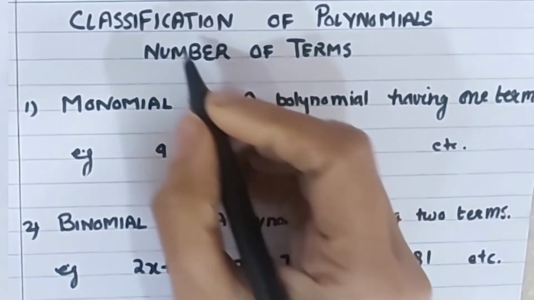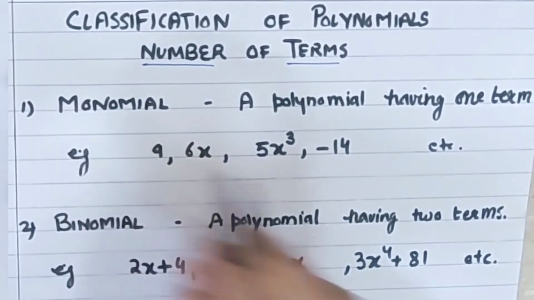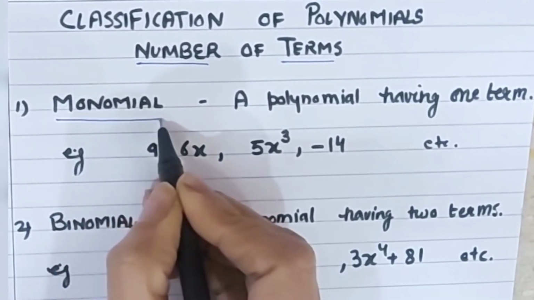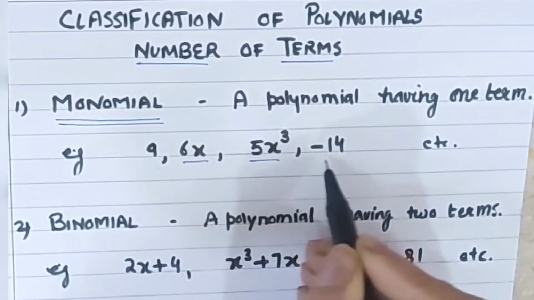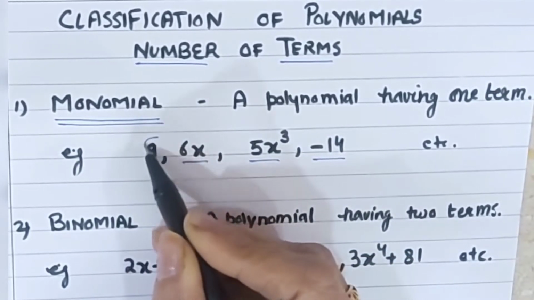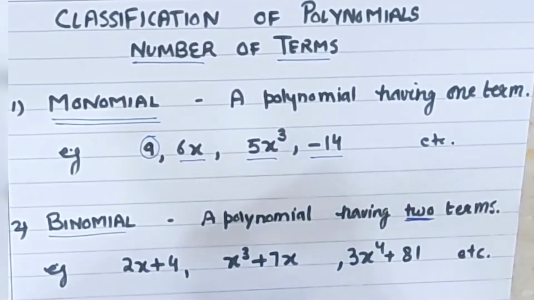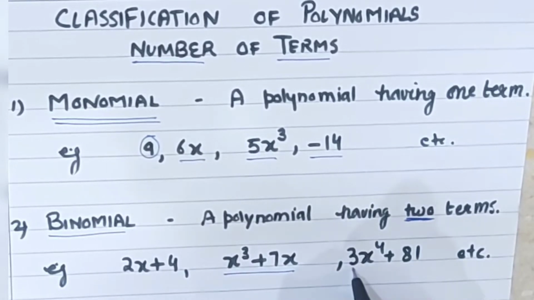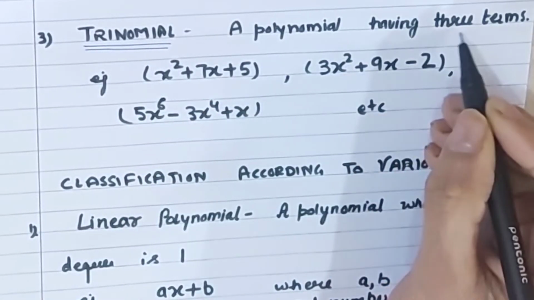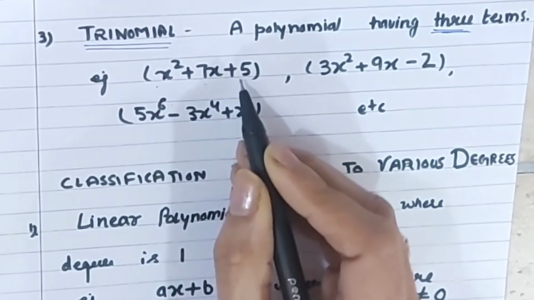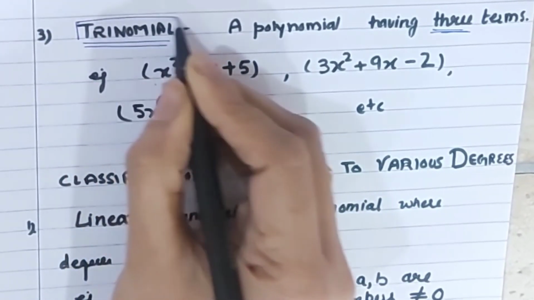Polynomials based upon the number of terms. If you have a polynomial with one term, we'll say it's a monomial, like these terms: 9, 6x, 5x cube, minus 14. It's a monomial with one term. Binomial means which has two terms, like x cube plus 7x, 3x to the power 4 plus 81, 2x plus 4. Next we have a trinomial where we have three terms, like x square plus 7x plus 5. This is a polynomial with three terms, or we can say it's a trinomial, right?